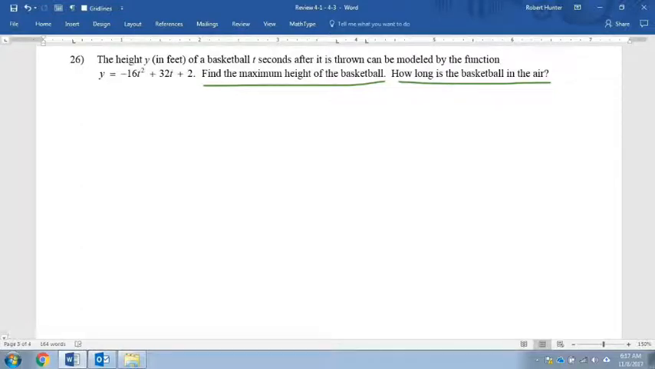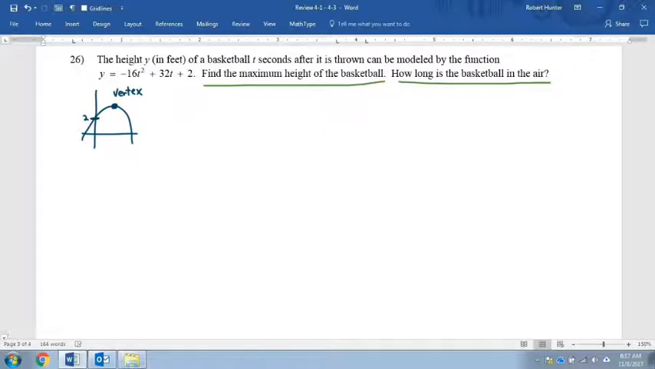So I got a basketball, again, lying on the ground. Nobody caught it. The only thing I know about this is it was thrown 2 feet off the ground. That's a 2. It says find the maximum height of the basketball. Well, the maximum height is right here at the vertex. So I need to find the vertex.